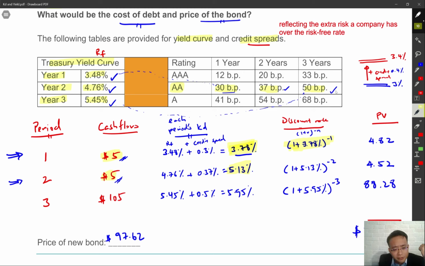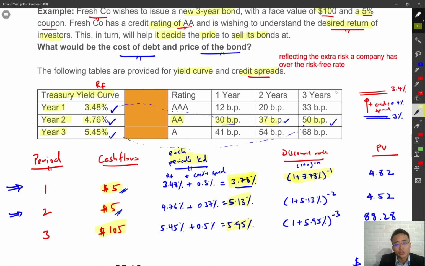Okay, that is what he wants as his return, and that will be our cost of debt as the company. And boss, for the final payment, you know it's going to come in year 3, so the investor has to wait 3 years for the final payment. Boss, for that, he wants 5.95%. Okay, I can give you a year-by-year cost of debt. Okay, so here is each period's KD. Now, I have answered his question. He asked me what would be the cost of debt and the price of the bond. I actually have answered him.